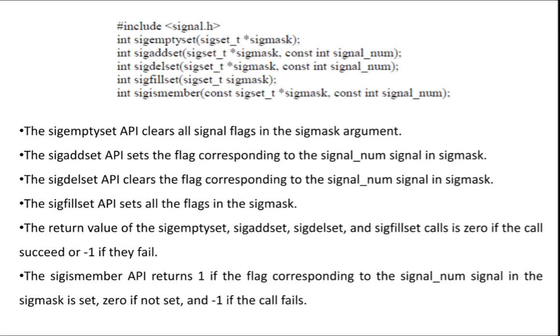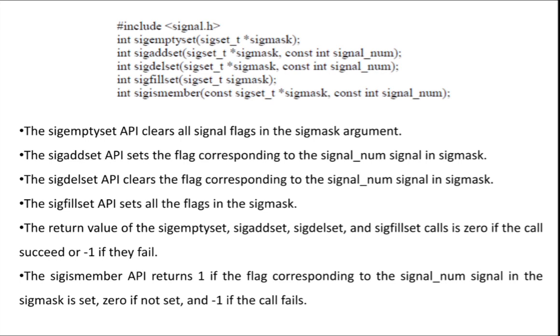And the next one is the sigfillset API. It is going to set all the flags in the signal mask. If you want to set the values for all the signals at a shot, you can do that using the sigfillset API. And one more important thing, the return value of the sigemptyset, sigaddset, sigdelset and sigfillset calls is 0 if the call succeeds. If the function fails, it will return -1. Getting, guys?